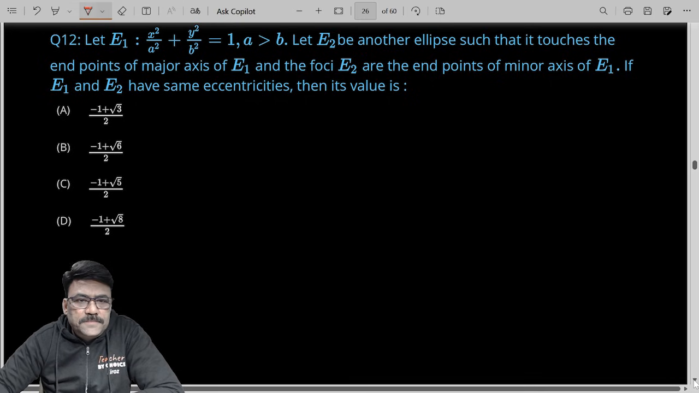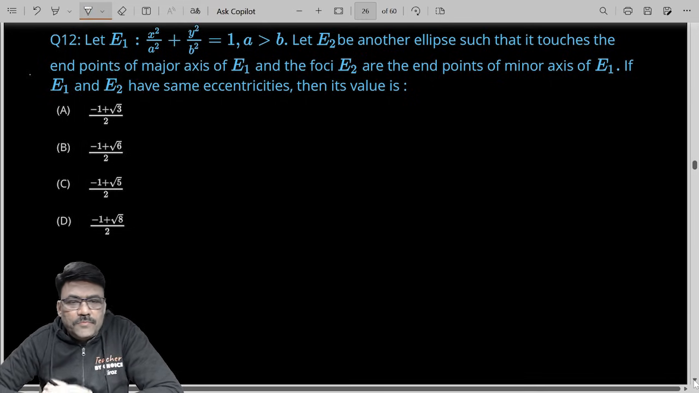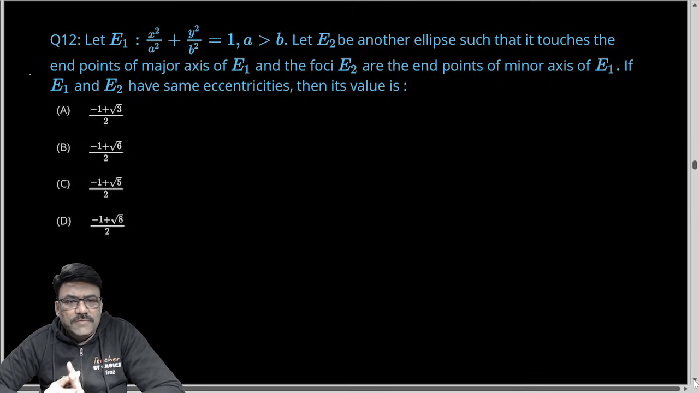Okay, see this question. You are given an ellipse here, E1. A greater than B means it is a horizontal ellipse. This ellipse is E1. Another ellipse we have E2, and this E2 touches E1 at the ends of major axis. And the foci of E2 are the ends of minor axis of E1. One more thing is given, E1 and E2 have same eccentricities. So what will be this eccentricity?